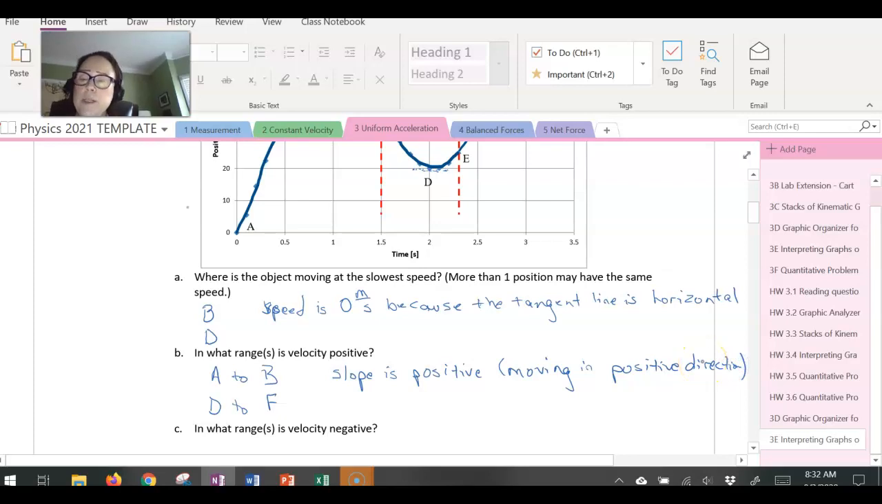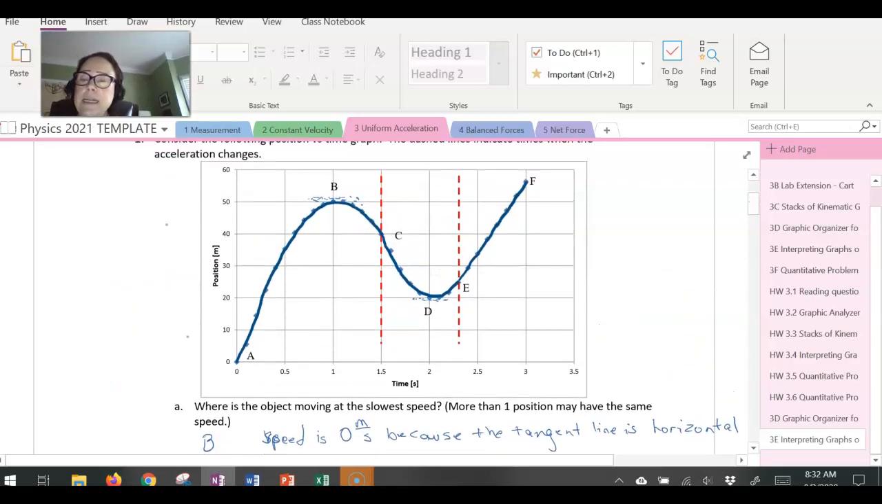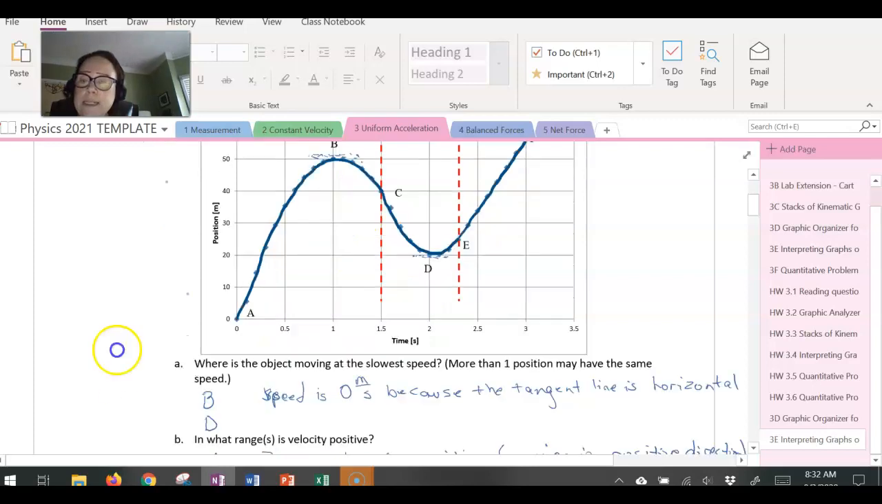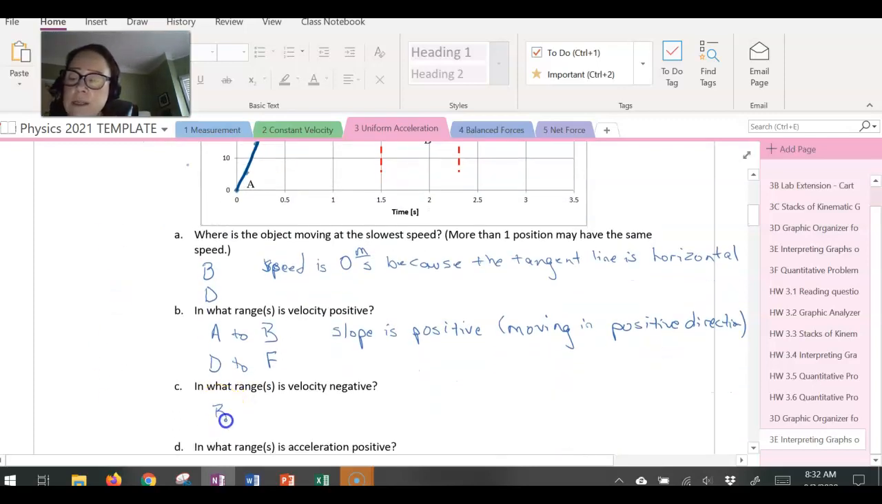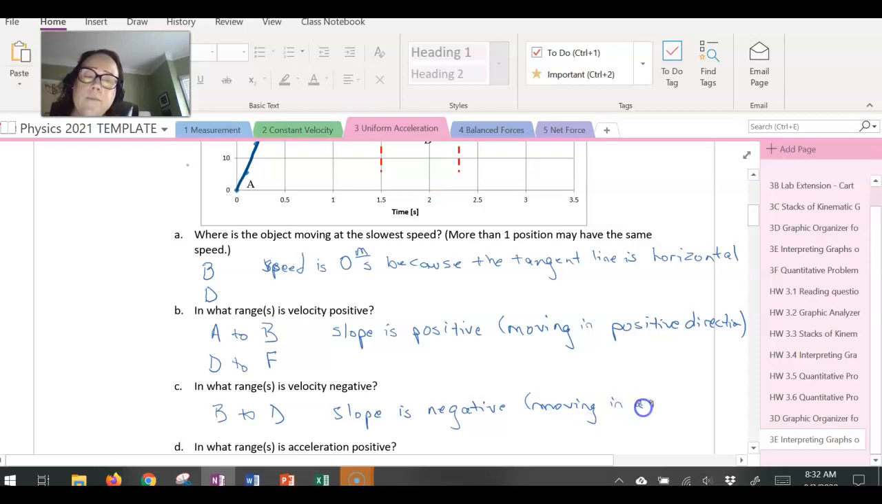And what about where it's negative? Well, it's negative from B to D, and kind of the opposite. Here, the slope is negative, and that means it's moving in a negative direction. Okay.